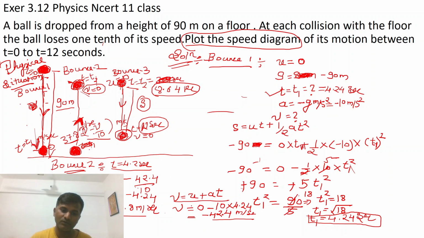What was the initial velocity? u. Final velocity I have to find out. a I know, minus 10. t I have calculated, t is t1, 4.24. So what is the velocity? Minus 42.4 meter per second.